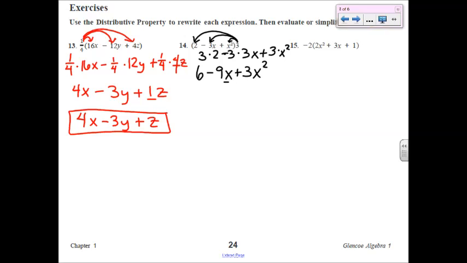Now, since x and x squared don't have the same exponent, even though they have the same variable, they are not like terms, and that's all the farther I can simplify. Number 15, I have to take the negative with the 2. So negative 2 times 2x squared, negative 2 times 3x, negative 2 times 1.